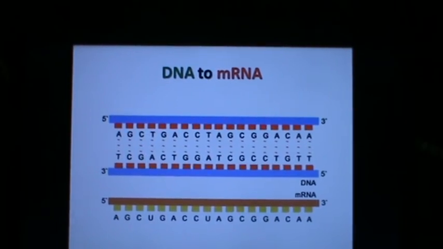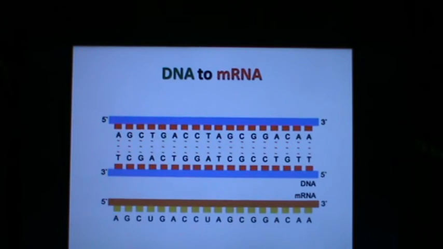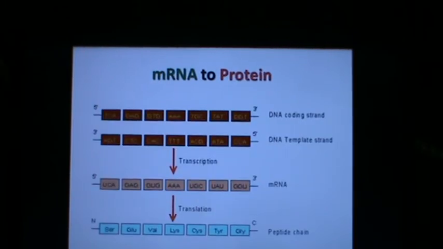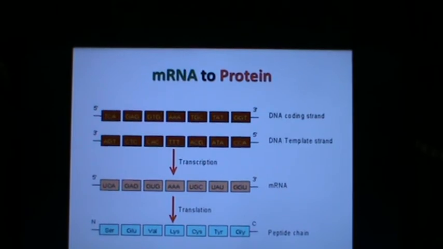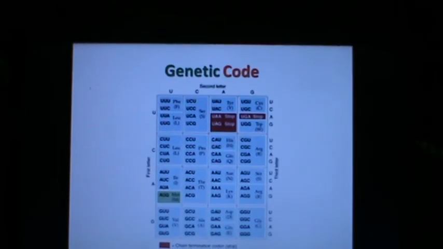So this one is the DNA to messenger RNA. We know about this technique, so we include that technique to study. Messenger RNA to protein, we know all these things, how the messenger RNA becomes the protein from the genetic code, so we can benefit from these techniques.